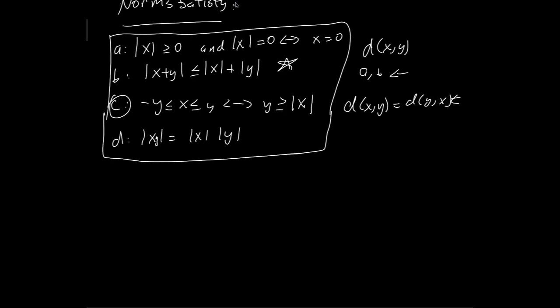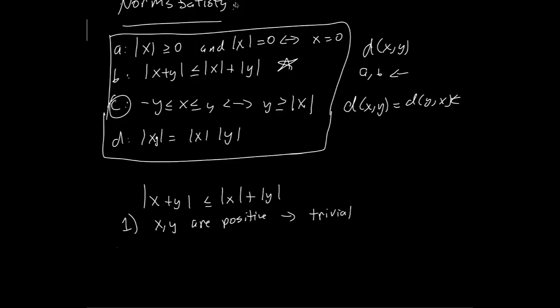So, for the triangle inequality, we have the absolute value of x plus y is less than or equal to the absolute value of x plus the absolute value of y. Okay, so we'll split this up into 4 cases, right? Case 1 is that x and y are positive. Then this is trivial. Case 2 is that x and y are negative.